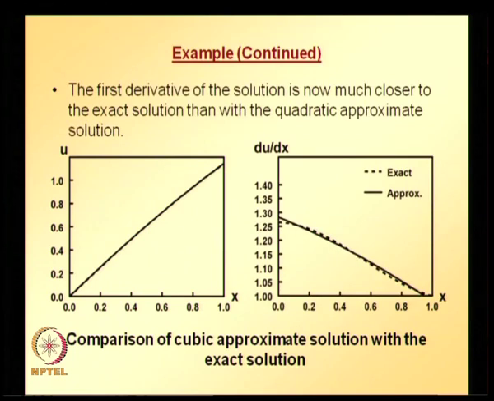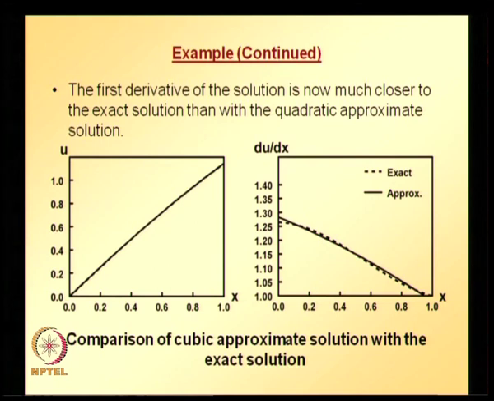And now if you compare this with what you have seen earlier that we obtained using quadratic trial solution, the first derivative of solution is now much closer to the exact solution than with quadratic approximate solution. Okay. So this is how you can increase the accuracy in the derivative quantity if you are interested, but it comes with some expense, that is you need to spend more computational effort, or it involves more calculations. Okay.